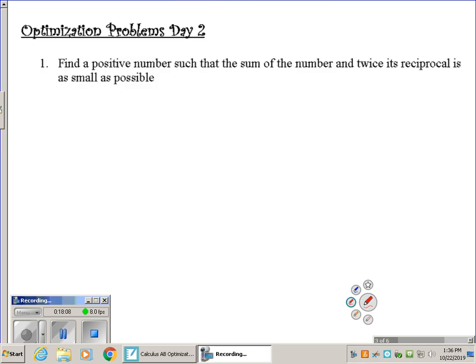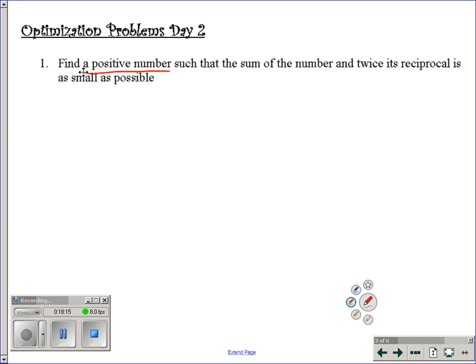All right, this next problem is, again, not too bad at all. It says find a positive number, so that means I need a number greater than 0 such that the sum of the number and twice its reciprocal is as small as possible. I'm trying to find some number that if I were to take it and add it to twice its reciprocal, it's going to be as small as possible. So I'm trying to minimize something.